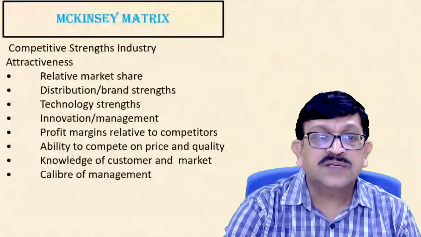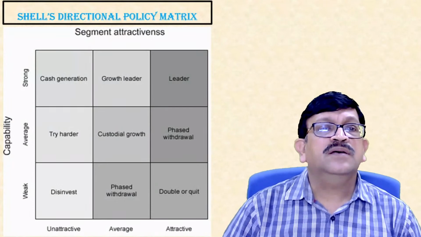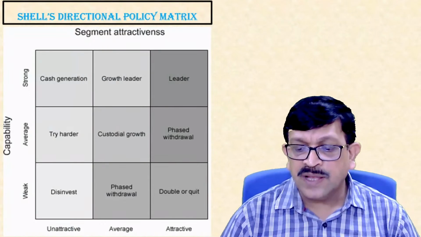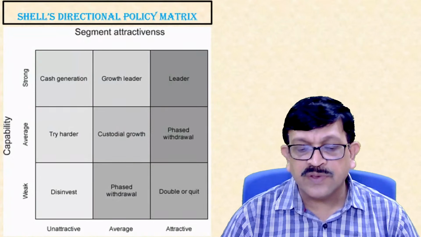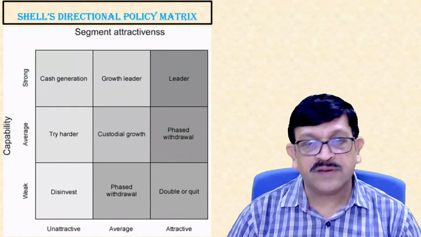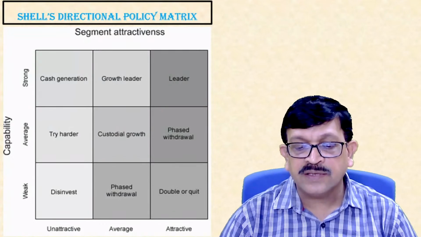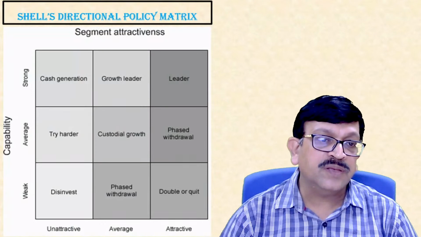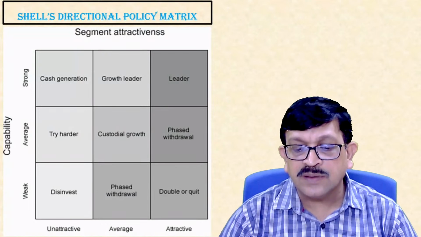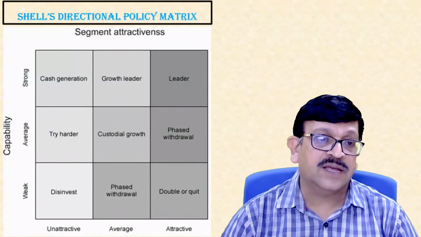Looking into the next most important parameter, that is the Shell's directional policy matrix. As you can see here, it is almost on the same lines as what it used to be earlier. The only thing is that we are classifying it on the basis of the capability of the firm as well as the segment attractiveness. That means the market you are trying to look at, and you categorize depending upon the company's capabilities, which basically look into the strengths in the market position it has at this point of time.